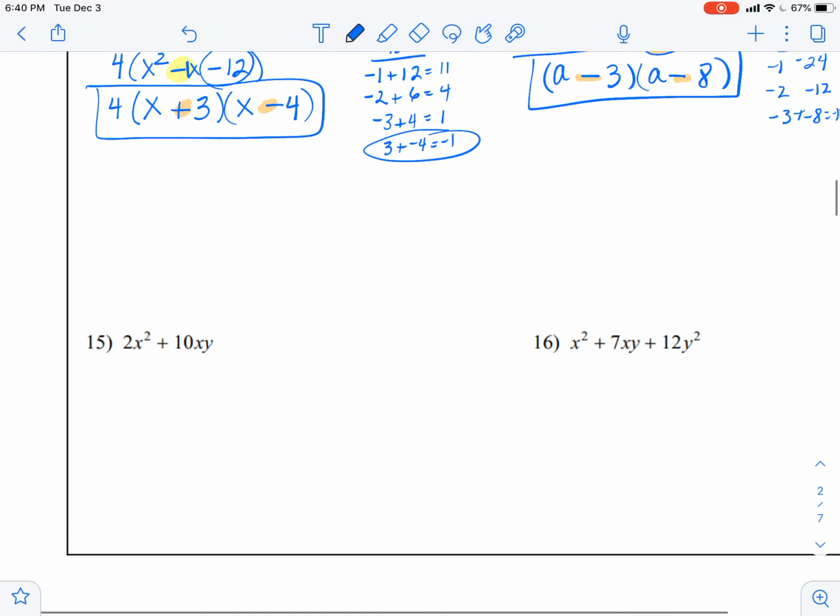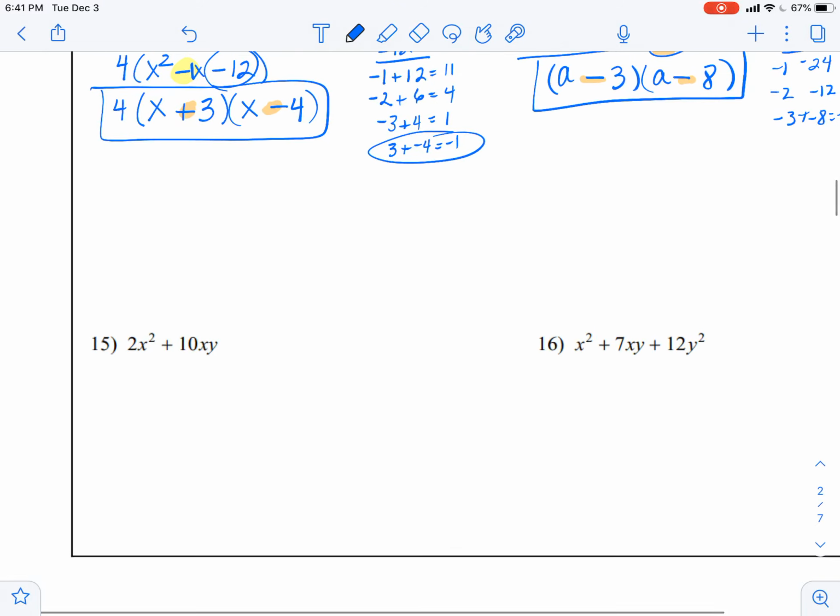Okay, one more or two more and then we're done. So 2x squared plus 10xy. So first look at your 2 and your 10. I can take out a 2. I have an x squared and an x. Remember, it is always the lowest, so I can take out an x. There is a y to the 1 here, but there's no y here. It's an understood y to the 0, so that means I can't take any y's out. Okay, so that would be all that I could take out.